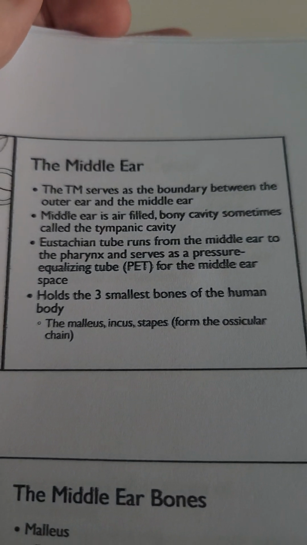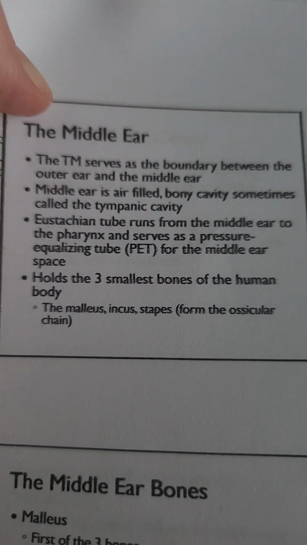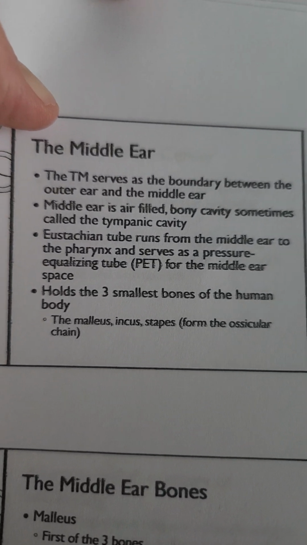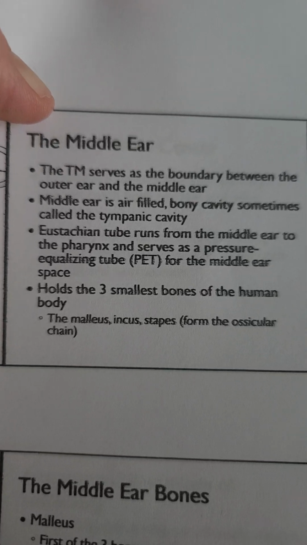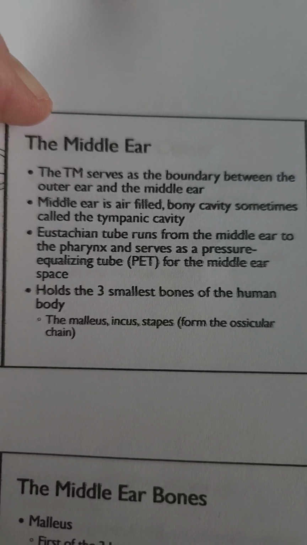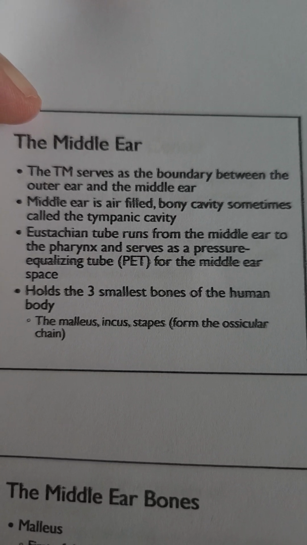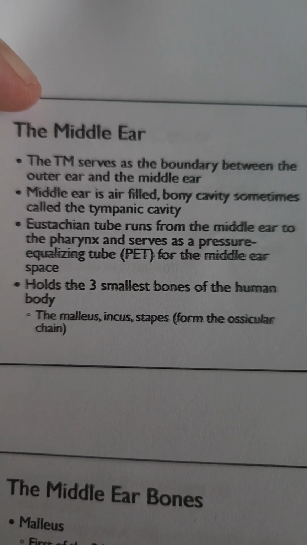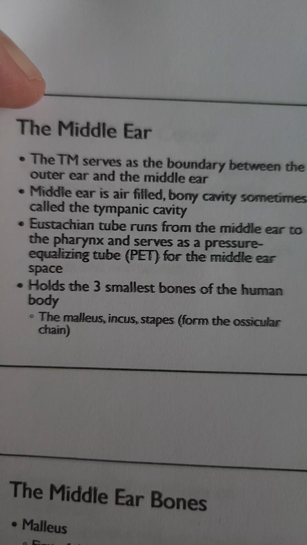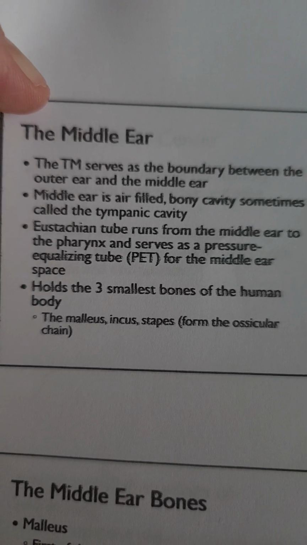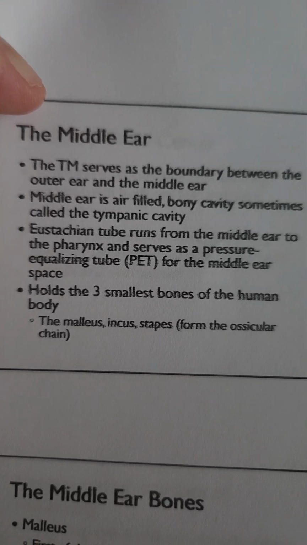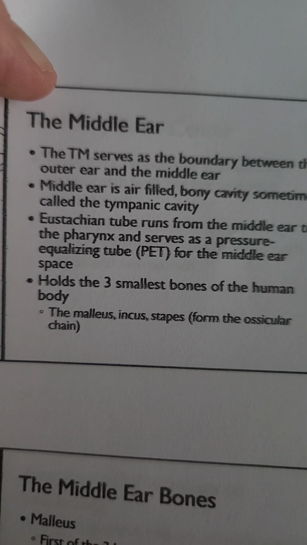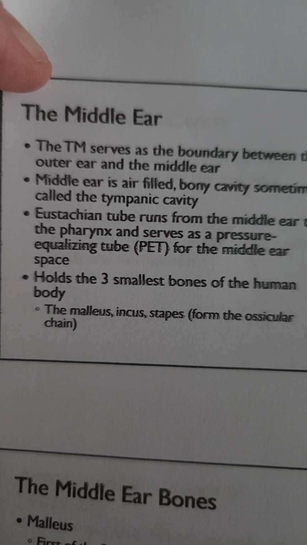The middle ear. The TM serves as the boundary between the outer ear and the middle ear. The middle ear is an air-filled bony cavity, sometimes called the tympanic cavity. The Eustachian tube runs from the middle ear to the pharynx and serves as a pressure equalizing tube, PET, for the middle ear space. It holds the three smallest bones in the human body: the malleus, the incus, and the stapes.